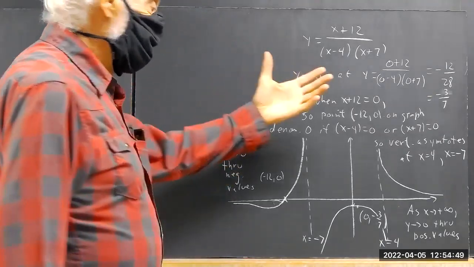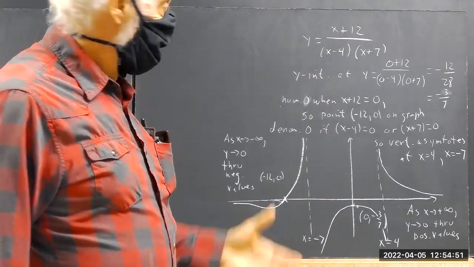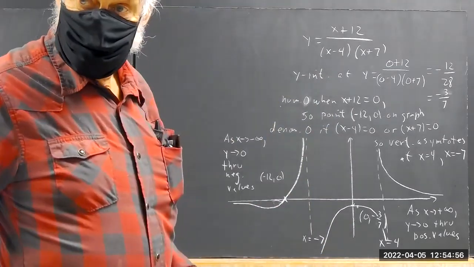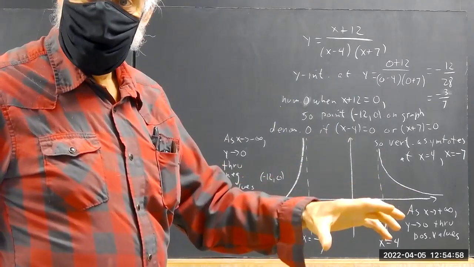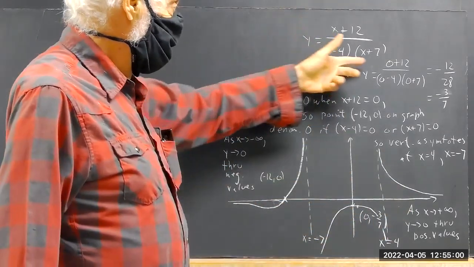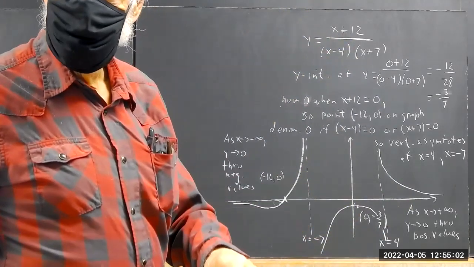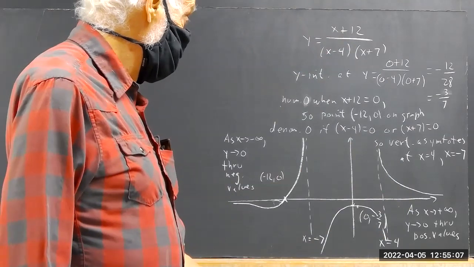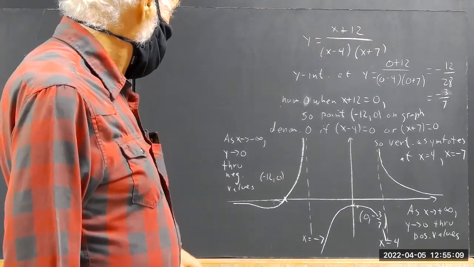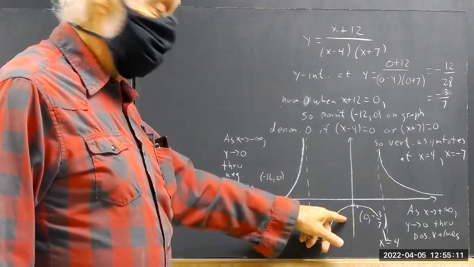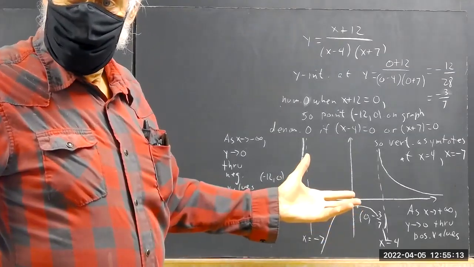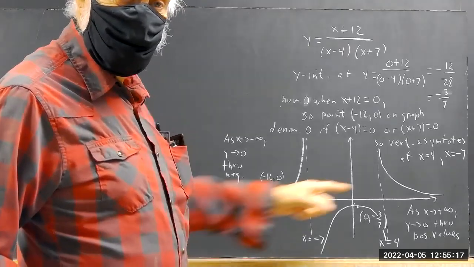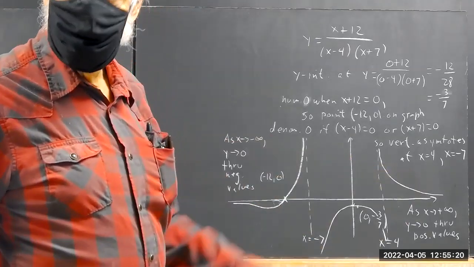Now notice the questions we ask. When's the numerator zero? When's the denominator zero? And we interpret those results. It's easy to find the zeros of the numerator and denominator when the thing is factored. And what happens near infinity, and what's the y-intercept? What happens for big negative numbers? What happens for big positive numbers?